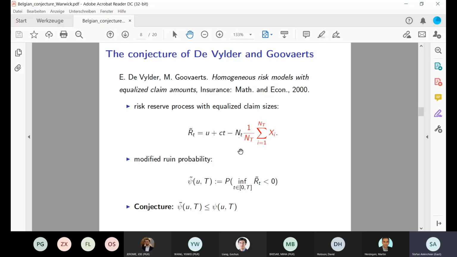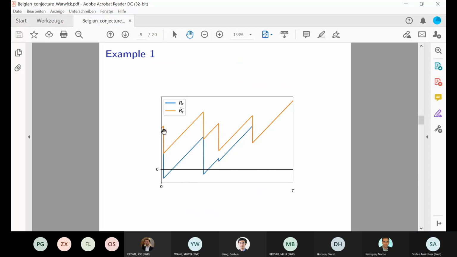I think this is best explained with a picture. Here the blue line depicts the original risk reserve process. You see you have a big claim here, then also a big claim here, then a tiny claim here and a medium-sized claim here. Now the yellow curve is the modified process, and you observe that we always have the same jump size. Jumps occur at the same times, but the jump size is always the same, and it is the average of the jumps that the original, blue process makes.